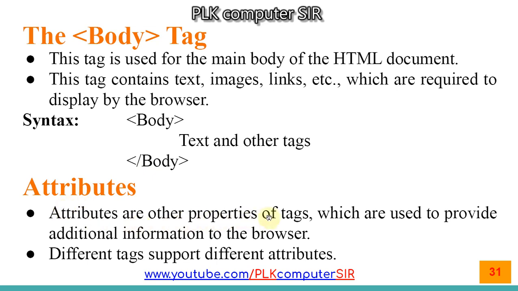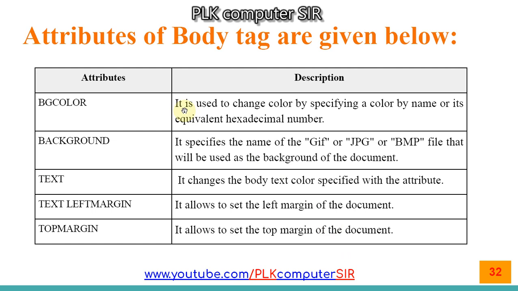Attributes are other properties of tags which are used to provide additional information to the browser, to make the HTML tag more attractive. So we can use attributes to provide additional information. Different tags support different attributes. For example, the attributes of the body tag are given below. For example, BGColor is used to change color by specifying a color by name or its equivalent hexadecimal number. Later I will teach you how to make the hexadecimal number of a color. So the background color will be changed.